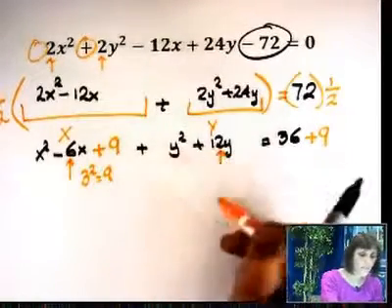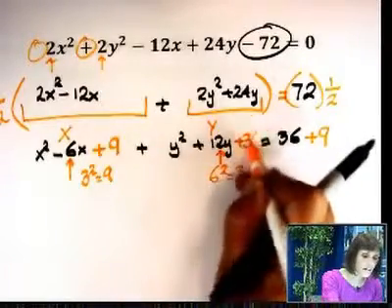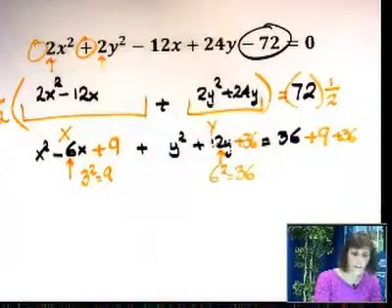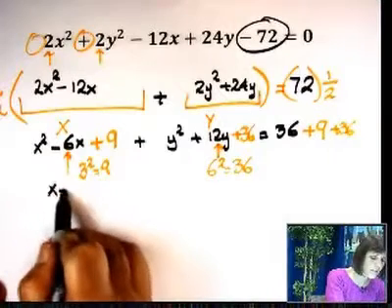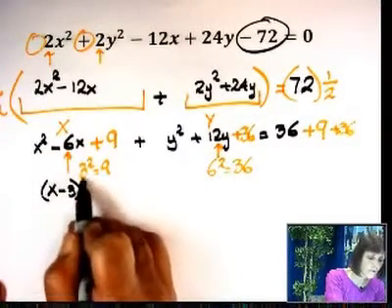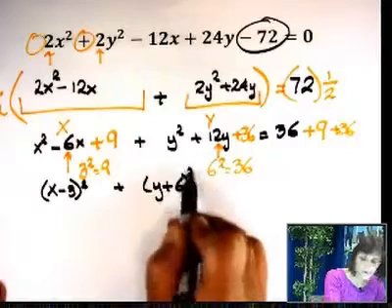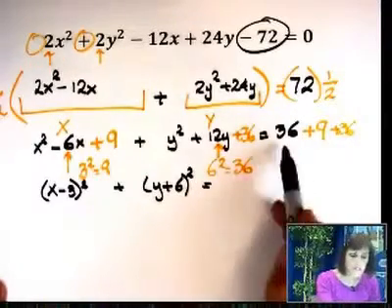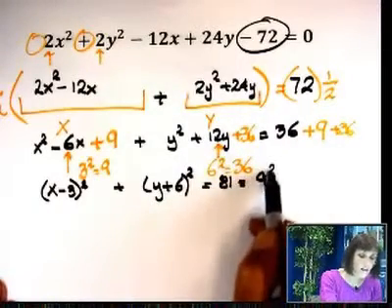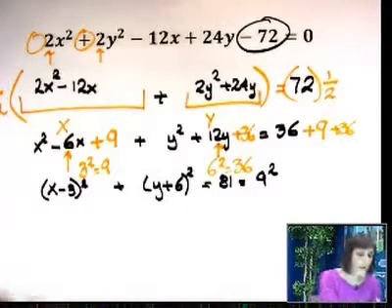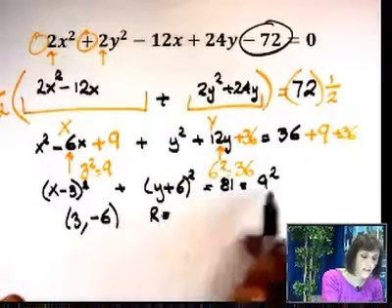Let's go and take 12, divide by 2, 6, square it, 36. I cannot just put 36 here. I need to put 36 here. All right? Now, let's write it as perfect squares. This is perfect square, x minus 3. It always ends up this number squared plus y plus 6. All right, let's add these guys up. 36, 72 plus 9, 81, which happens to be 9 squared. Wow, this is in the standard form. Minus becomes plus, plus becomes minus, and r is 9.